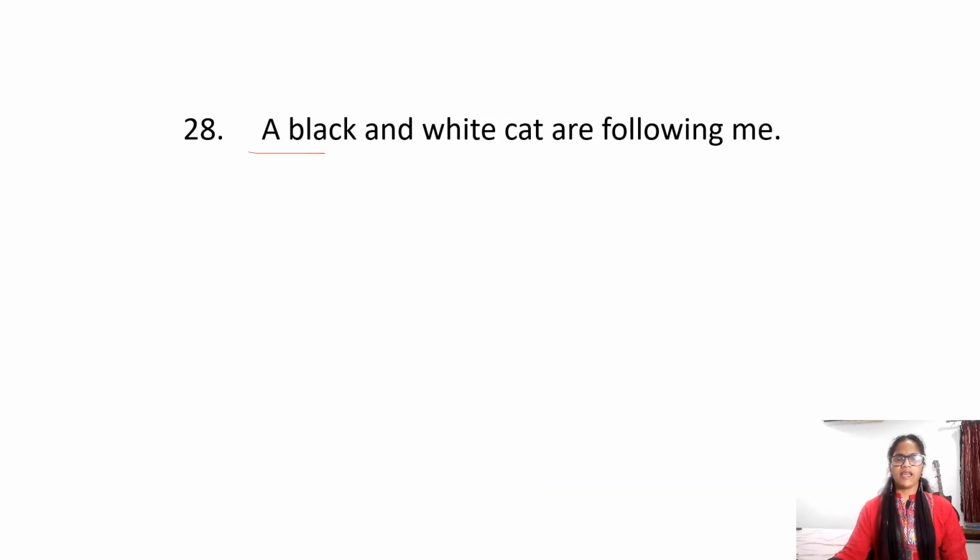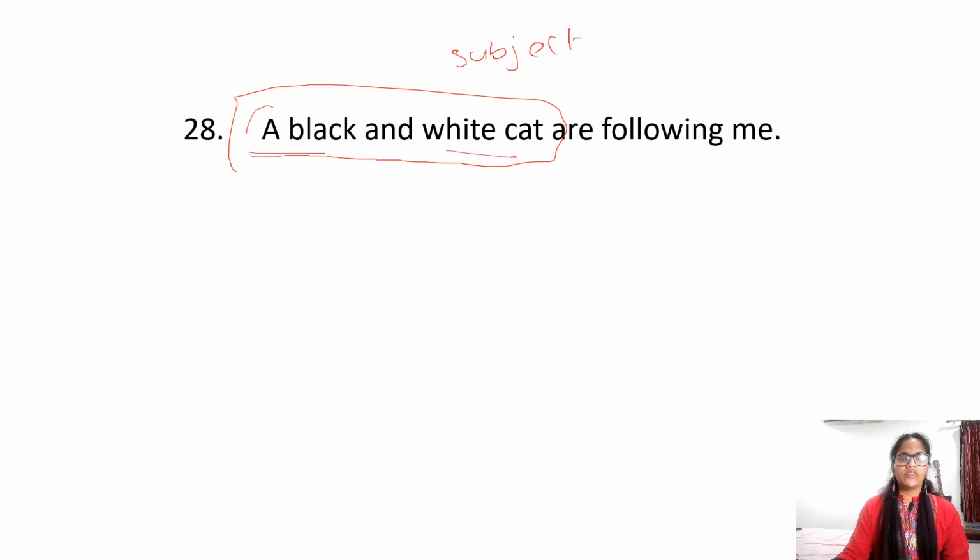Next, "A black and white cat are following me." A black and white cat is our subject. How many cats are here? Are these two cats or do we have only one cat? Now how to identify whether there are two cats or only one cat? Use of article. If an article is used for both nouns, then here we have two cats. But here the article is used only for one noun. It means we have only one cat. A black and white cat means one black and white cat. So the subject is singular and a singular subject takes a singular verb. So "A black and white cat is following me" is the correct answer.